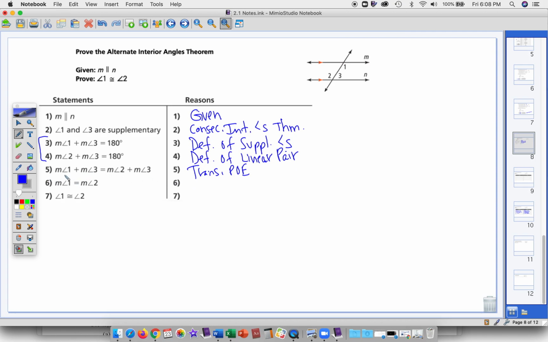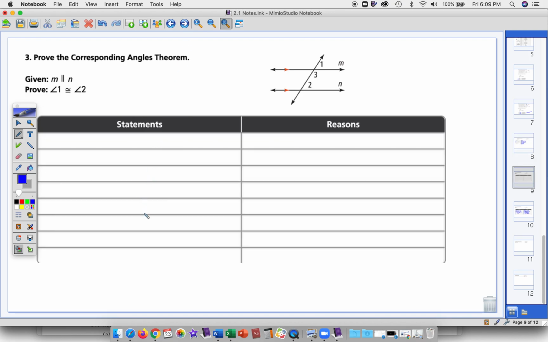Line 6 comes directly from line 5. If we take away the measure of angle 3, we end up with the measure of angle 1 equaling the measure of angle 2. And taking it away means we use subtraction. And then lastly, do you remember when we changed from equality to congruency? That's the definition of congruence. Okay, let's see what's next.